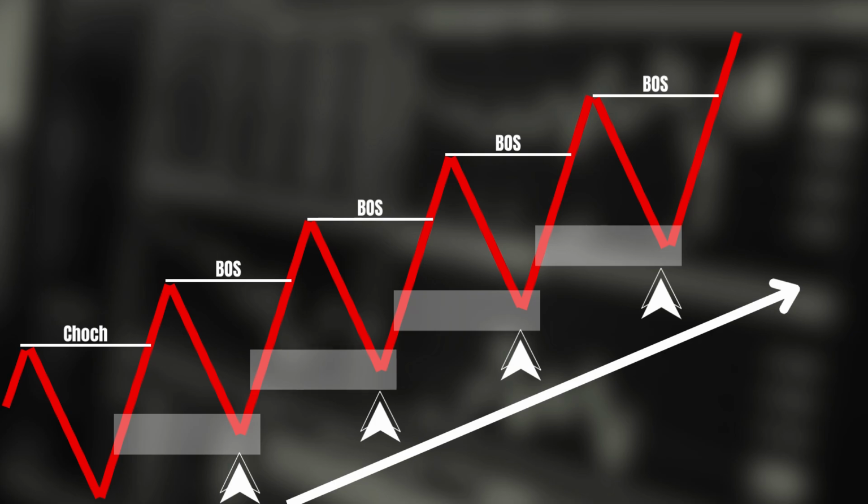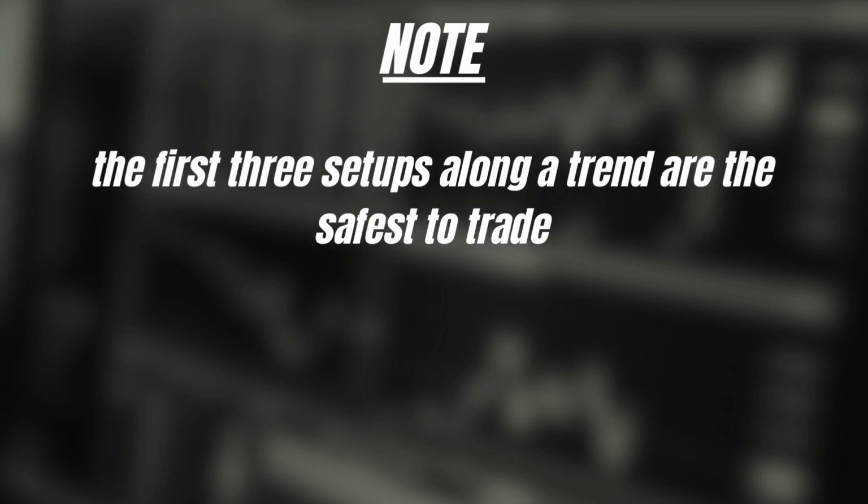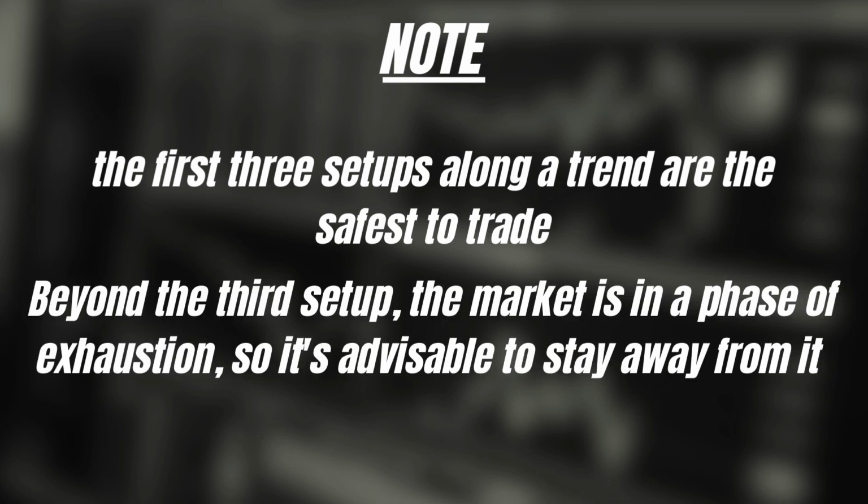Based on our research and trading experience, we can conclude that the first 3 setups are the safest for executing your trades. Beyond the third setup, the market is likely to experience exhaustion, and eventually, the price will break below the swing low, indicating a trend reversal. There are 2 key points to take note of. First, always remember that the first 3 setups along a trend are the safest for executing your trades. Secondly, beyond the third setup, the market is in a phase of exhaustion, so it's advisable to stay away from it.